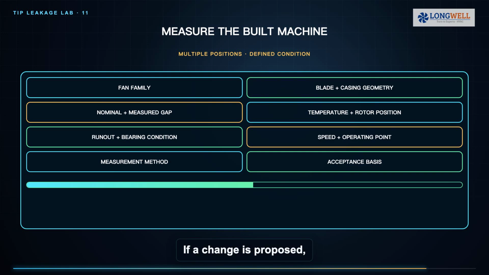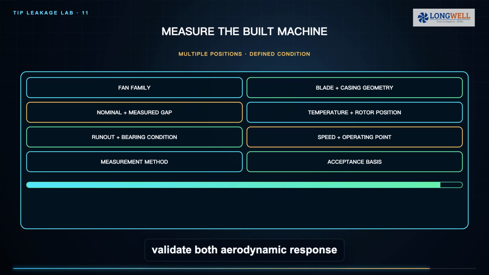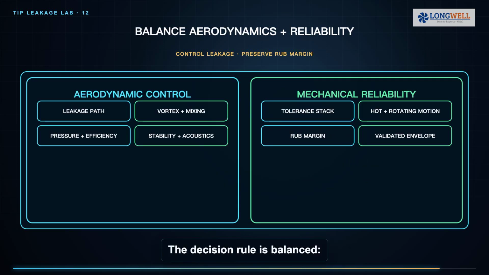If a change is proposed, validate both aerodynamic response and rub margin across the intended operating envelope. The decision rule is balanced: control tip leakage without sacrificing mechanical reliability. Compare like-for-like geometry and duty, measure the built machine, account for hot and rotating motion, and verify the result rather than assuming smaller is always better.